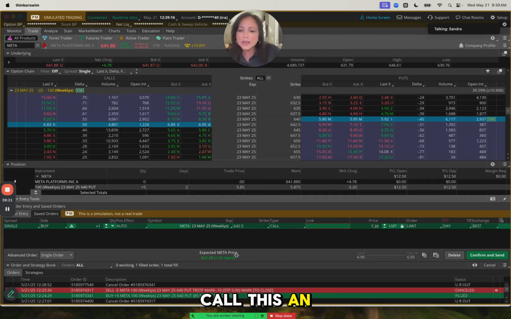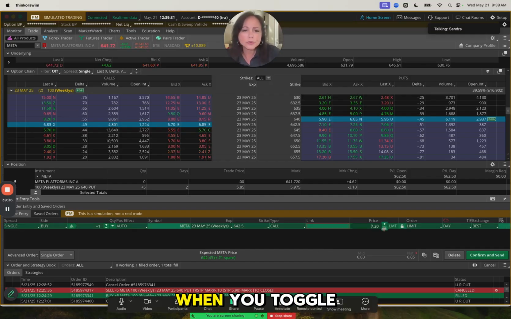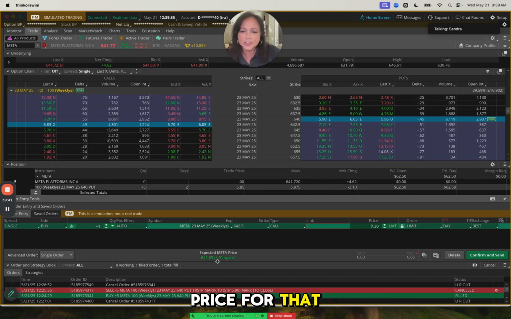What would we call this? An expected price, to actually show up. Yeah. It has a thing that says expected price, but then it doesn't. Take a picture of the screen right now so that they know what it is. And when you toggle price up and down, it should give you an expected price for that stock. And you can use that as a trigger, as a workaround.